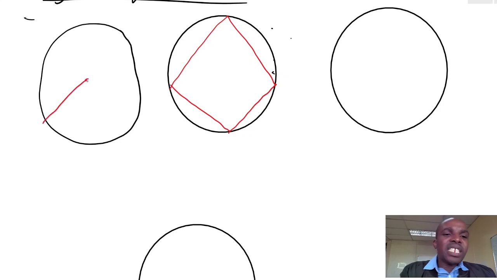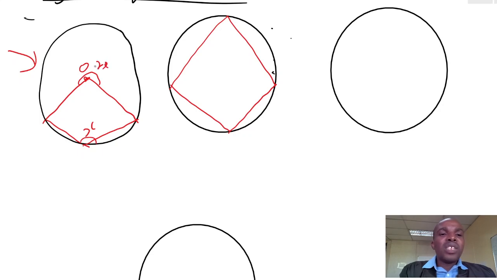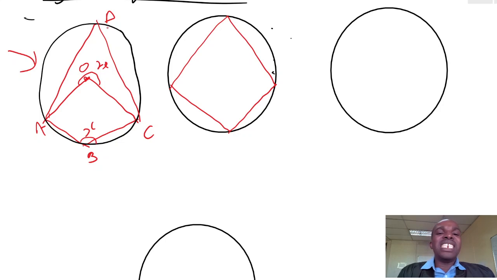If it's like this, you can see that this side is not touching the circumference. So this one is not a cyclic quadrilateral. However, you have to apply concept or law number one, that is x and 2x. So this side must be touching. If I develop it like this and label A, B, C, D, this will now be a cyclic quadrilateral ABCD.